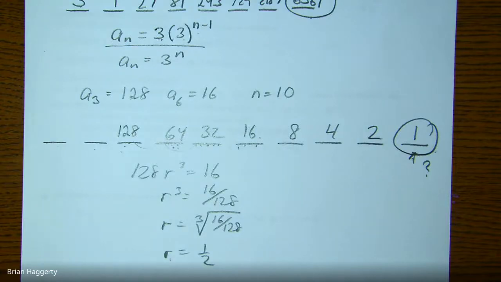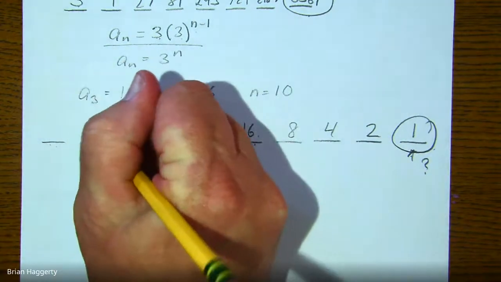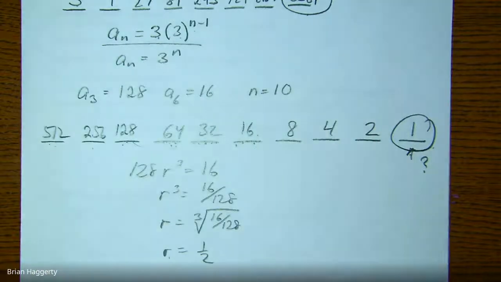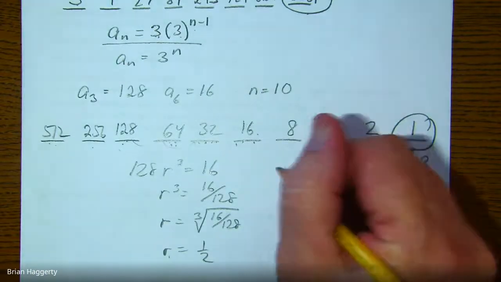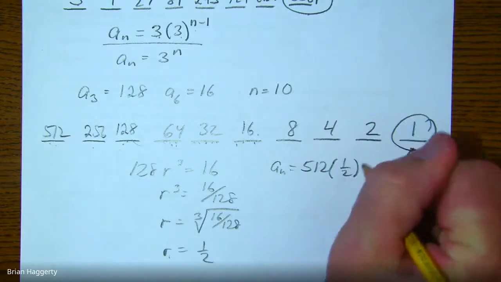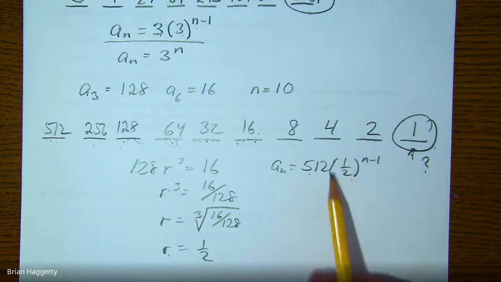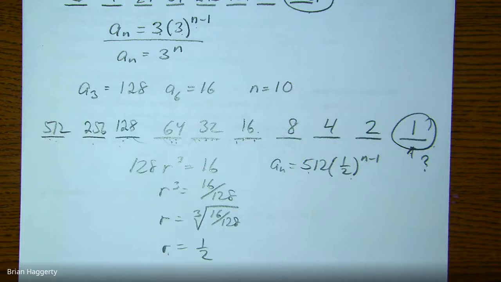Okay, if we did want to write a formula, we need to know this first term. So that would be 256, 512. So it would be a sub n is equal to 512 times 1/2 to the n minus 1 power. 512 is a power of 2, so you could rewrite that into a different form if you felt like you really wanted to or needed to. Perhaps you had some spare time that you wanted to kill. You could rewrite that into another form.